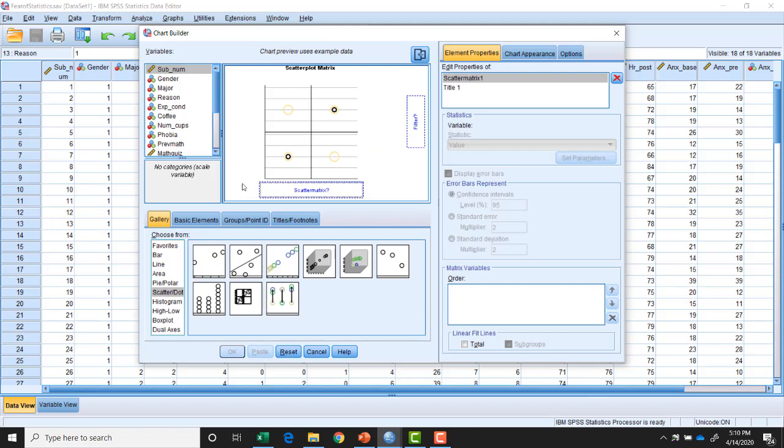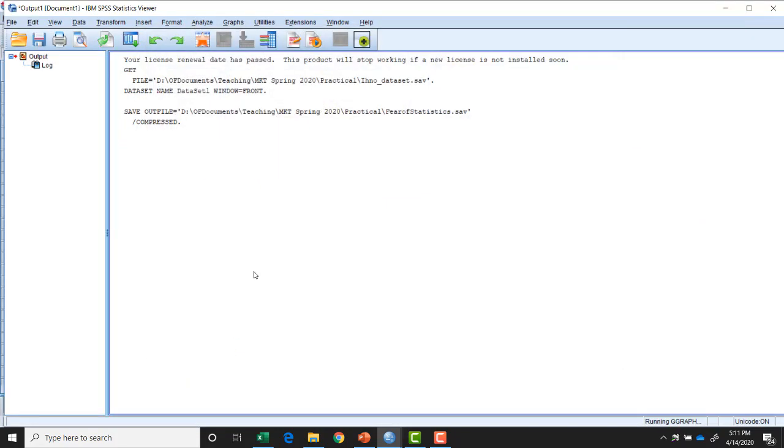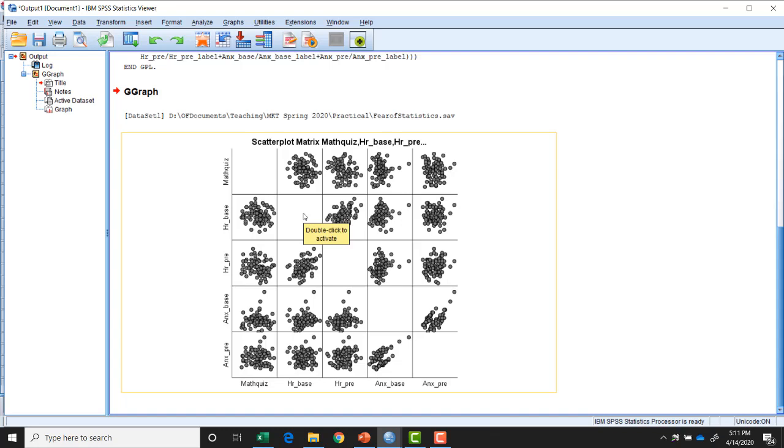And what we're going to do is click 5 different variables. We're going to look at your math quiz score, 2 of your heart rate measures, and 2 of your anxiety measures. So exactly the same as we did in chapter 10. And we're just going to drag those to the scatter matrix area where you choose your variables, and we're going to click OK. And we can see the scatter matrix.